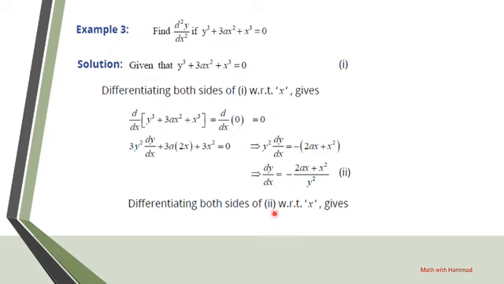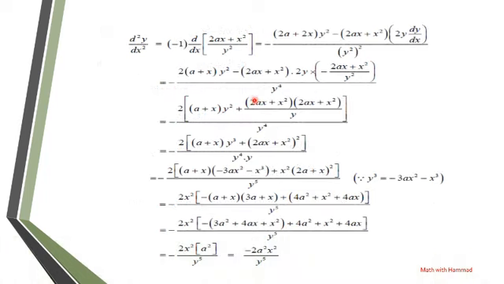Now we will again differentiate 2 with respect to x for the second derivative. So minus 1 as it is, d by dx of (2ax plus x square) over y square. Here the function is in the form of a quotient, so we will use the quotient rule: denominator square, denominator as it is, derivative of numerator.